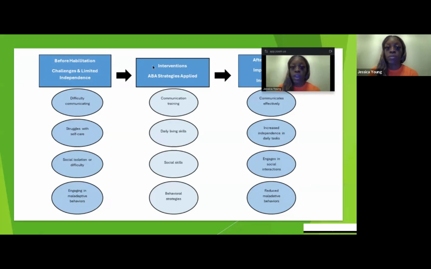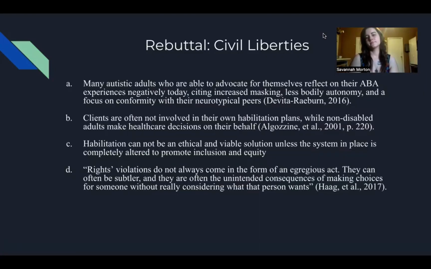While in ABA, during interventions, the client does communication training. They do daily living skills, they have social skills and behavior strategies. And after habilitation, they have improved independence. They communicate effectively, increase independence in daily tasks, engage in social interactions, and reduce maladaptive behaviors.